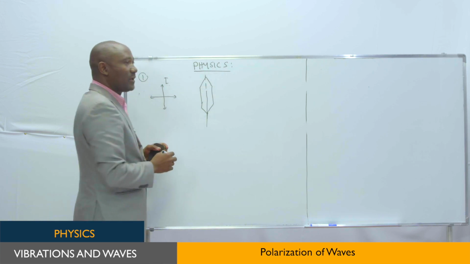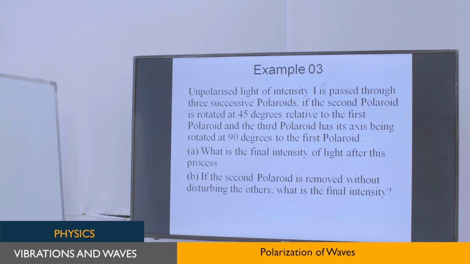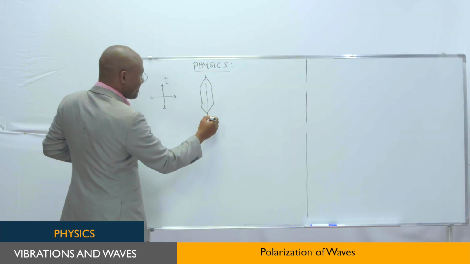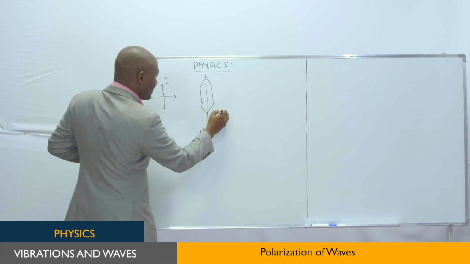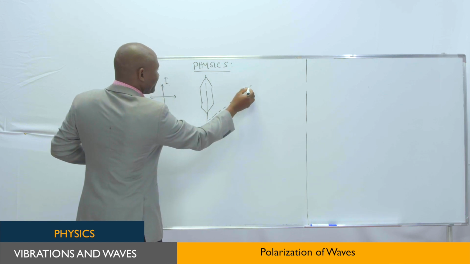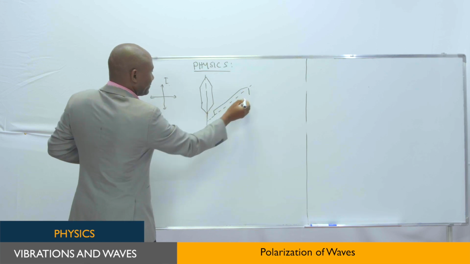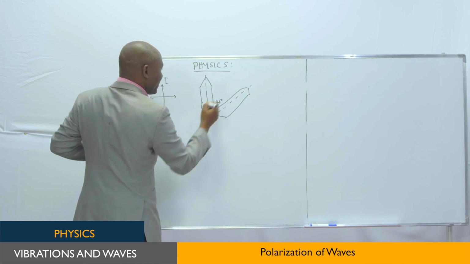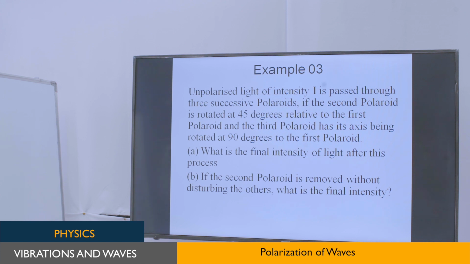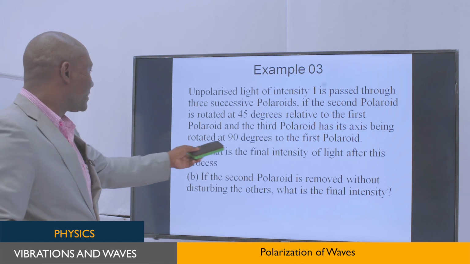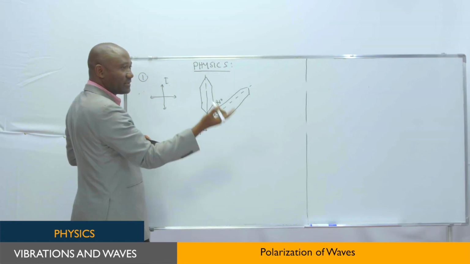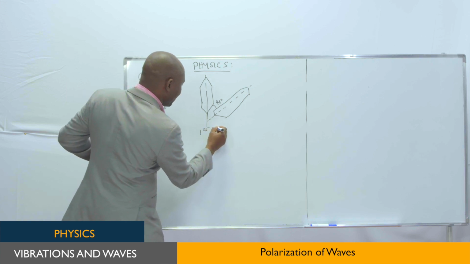The second polarizer is rotated at 45 degrees relative to the first one. The first one is vertical, but the axis of the second is at 45 relative to this. So this angle here is 45. And the third polarizer has its axis rotated 90 degrees to the first. So the angle between the third one and the first is 90, which means the third one is horizontal here.